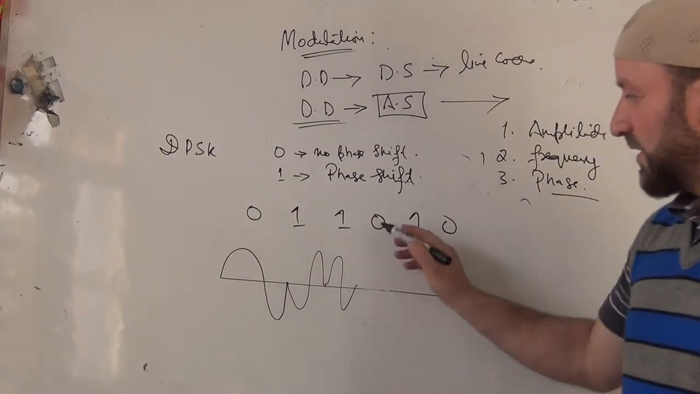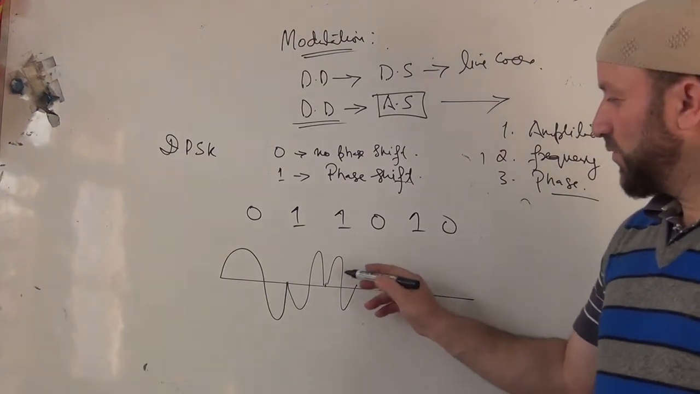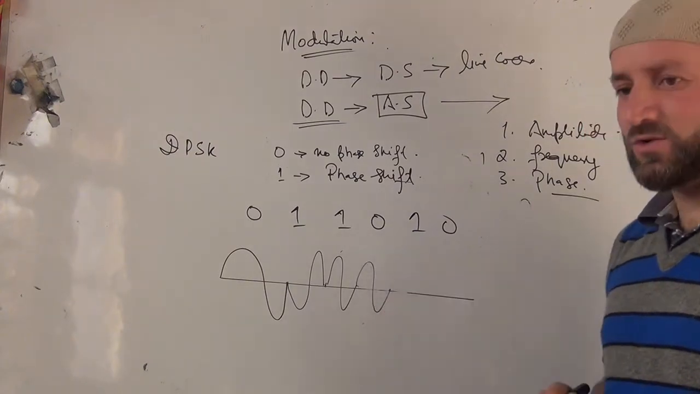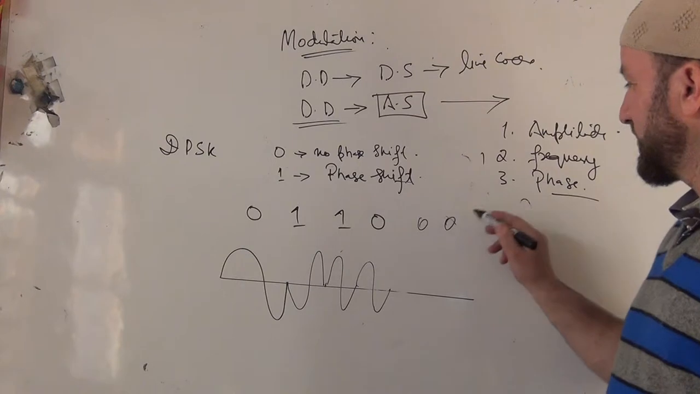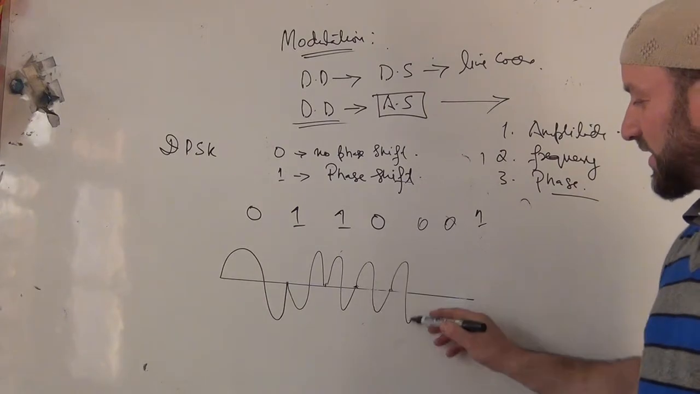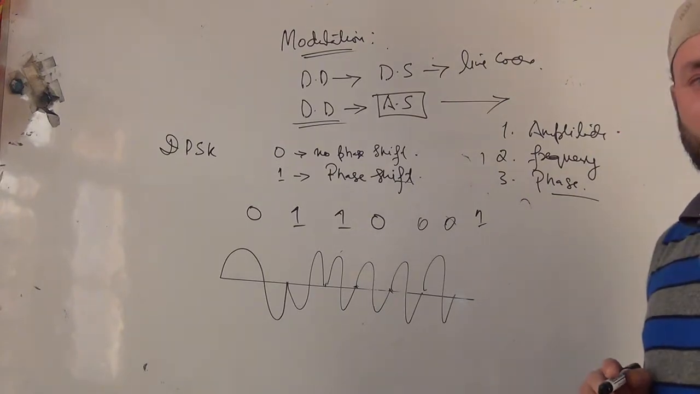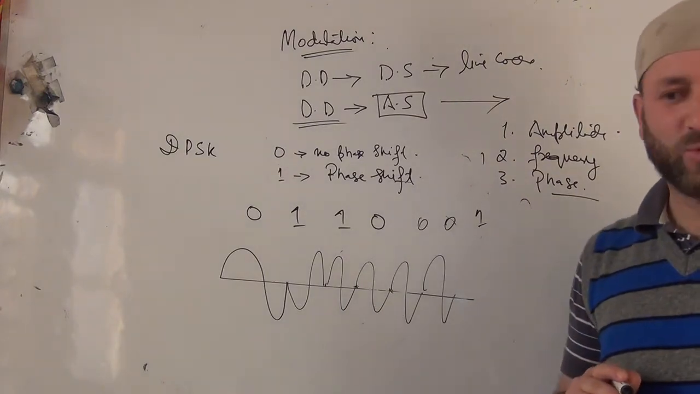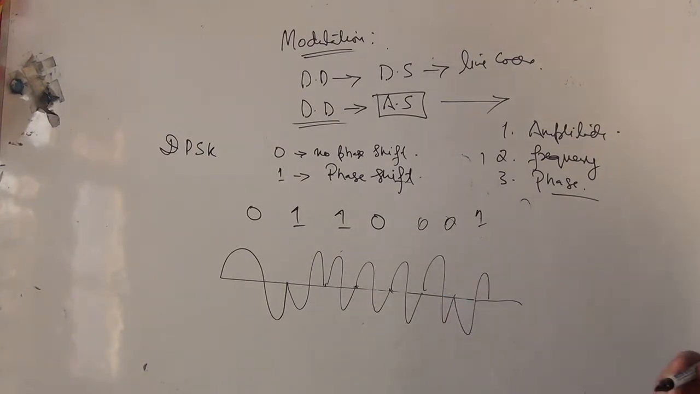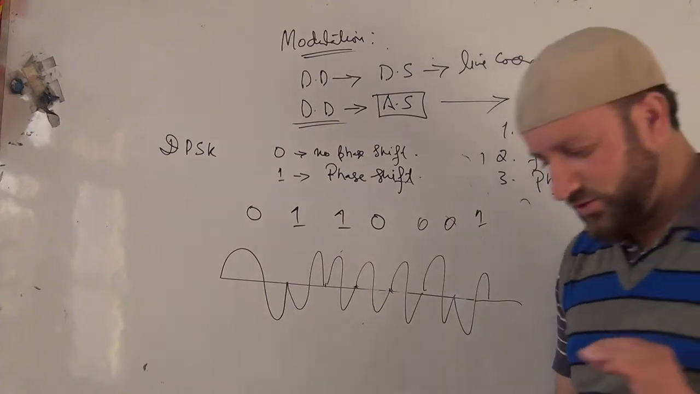Now 0. No phase shift. Listen here only. What was the phase before this 0? It was 0. Carry on with that, keep 0 phase. Is 0 se pehle jo signal ka phase kya tha? 0. Carry on with that. Don't shift the phase. Now one: shift, change the phase, from 180 to 0. So one means do the phase shift, 0 means do not do the phase shift.